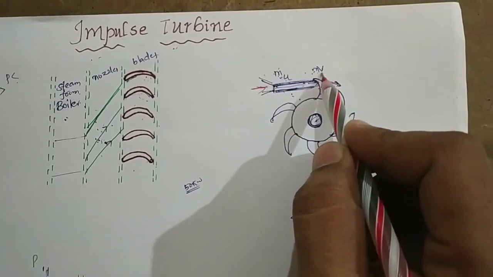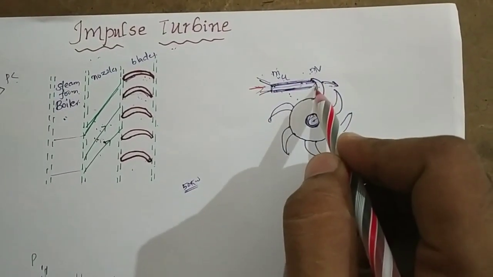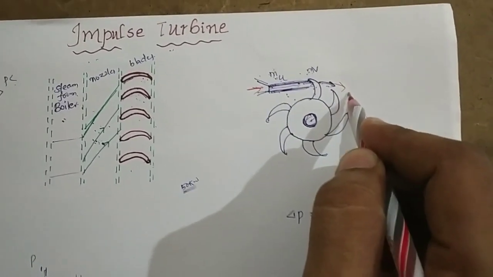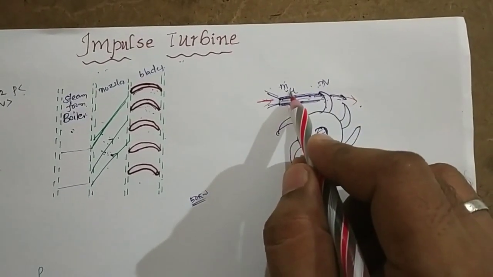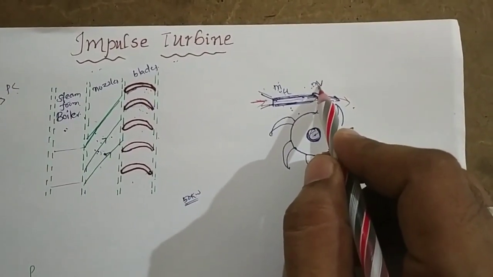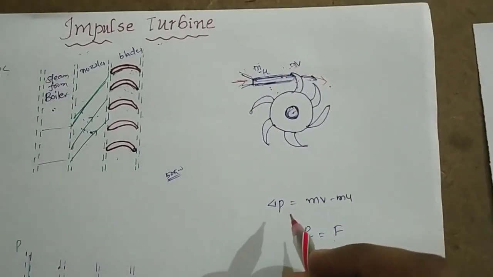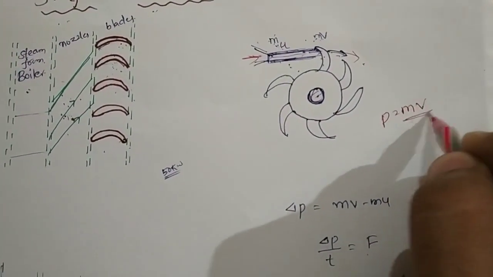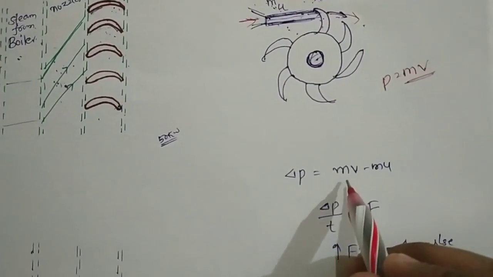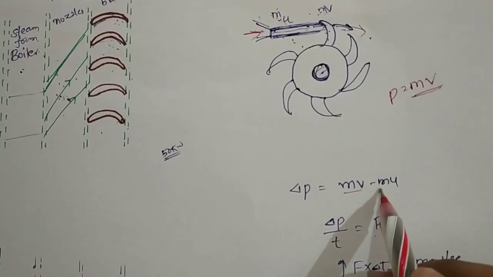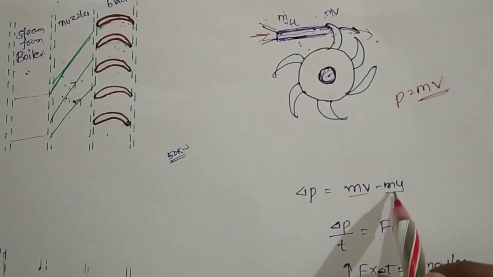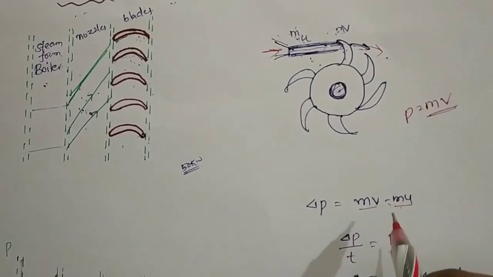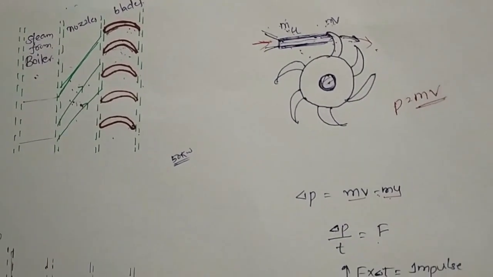The velocity will change. That means when touching the blades, the velocity changes. The blade also changes the direction. Here the initial momentum is mu and the final momentum is mv. You know the formula of momentum: momentum is the product of mass and velocity. Now the change in velocity, that is final velocity minus initial velocity, gives the change in momentum. The change in momentum takes place here in a given particular interval of time.